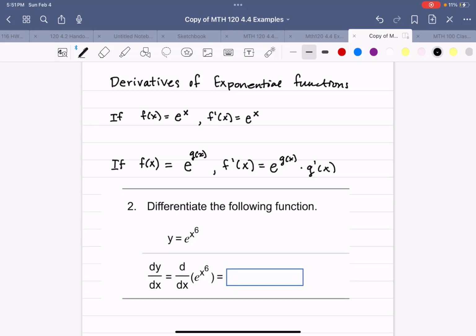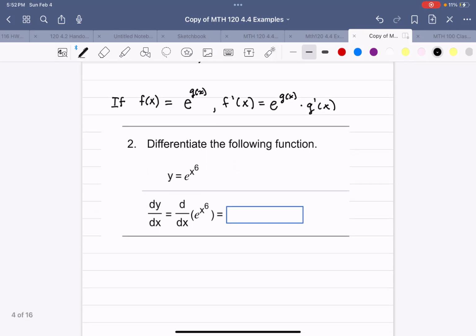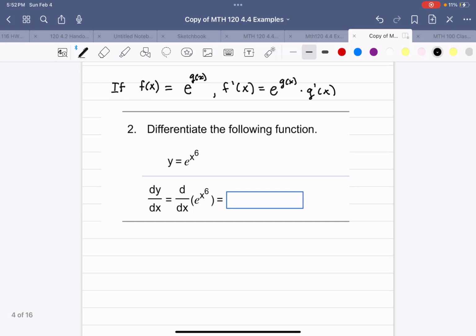Example number 2. Differentiate the following function: y equals e to the x to the 6th. So our dy dx, our derivative of y with respect to x, which is the same as y prime, of course, is, since it's an e-based function, e to the x to the 6th times the derivative of the exponent, 6x to the 5th. Perfectly fine to leave it that way.